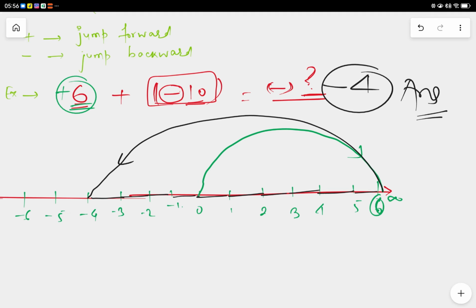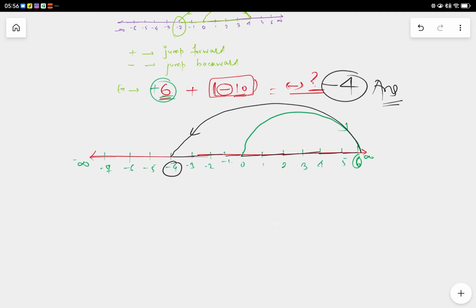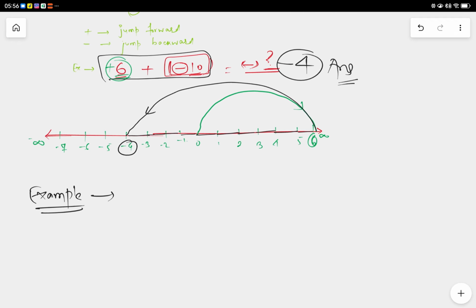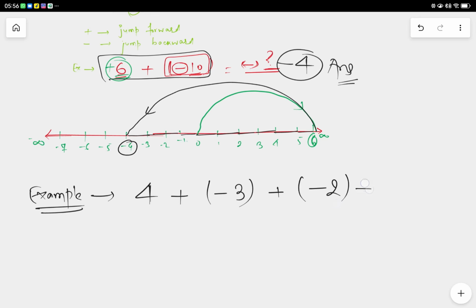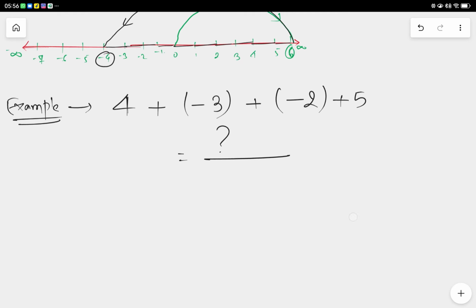Whatever the jump will be, the final number that we land at will be the answer. Okay, so let us see a third kind of example where we will be adding not only two numbers, rather some 3 or 4 integers. So 4 plus -3 plus -2 plus 5. If I ask you what is the answer, let us do it on the number line. So these are the operations that we can do.